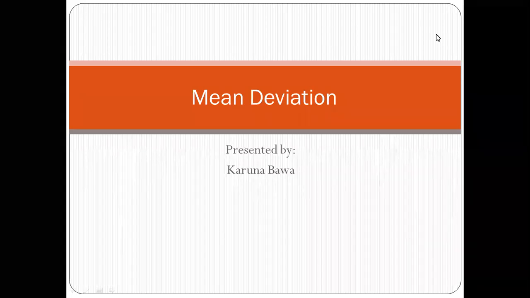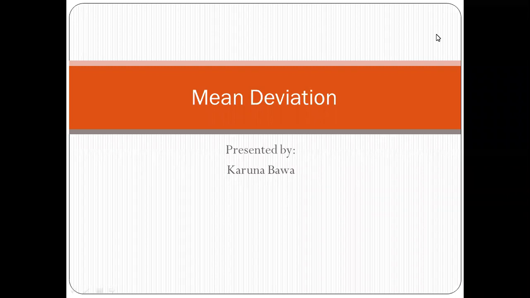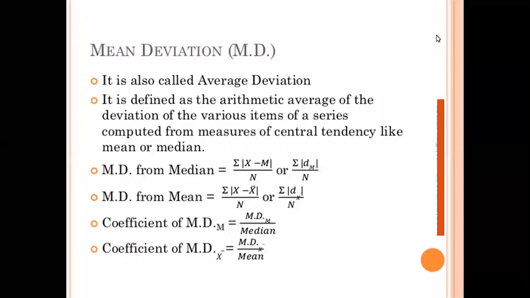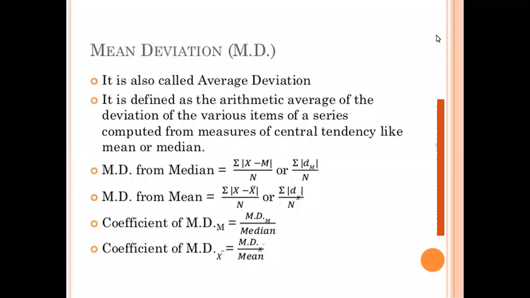So now we discuss a new topic, that is mean deviation or average deviation. Mean deviation is also called the average deviation. It is defined as the arithmetic average of the deviations of the various items of the series computed from a measure of central tendency like mean or median. So this is the formula of mean deviation.